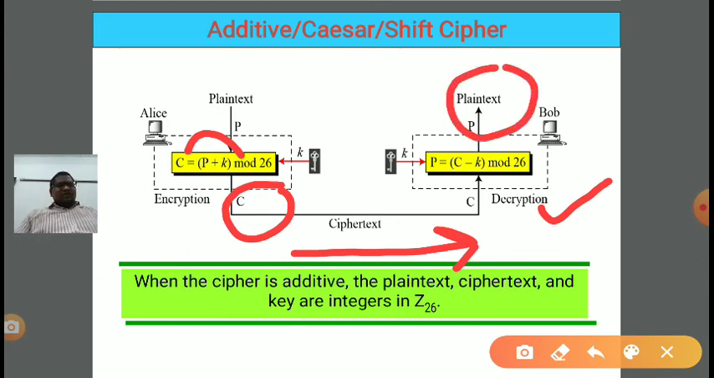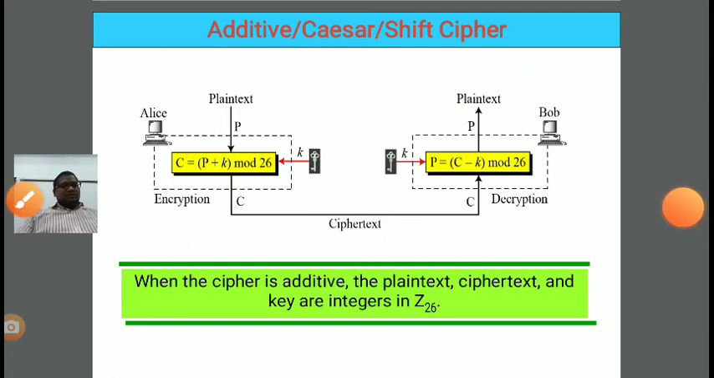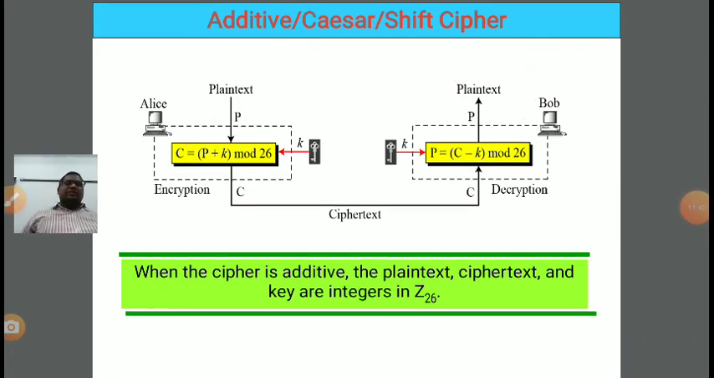One very important point is that when the cipher is additive, the plain text, ciphertext and key are integers in Z26. Z26 means a set of integers from 0 to 25. So there are 26 possible values for the plain text as well as the ciphertext as well as the keys. So that's all for the additive cipher.